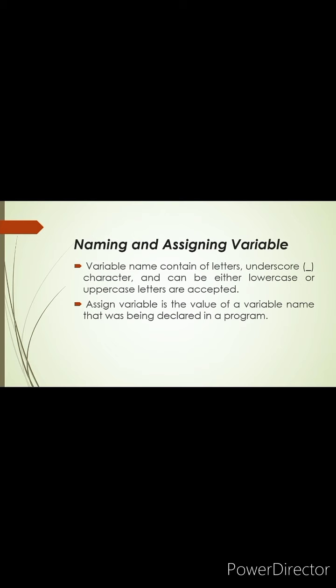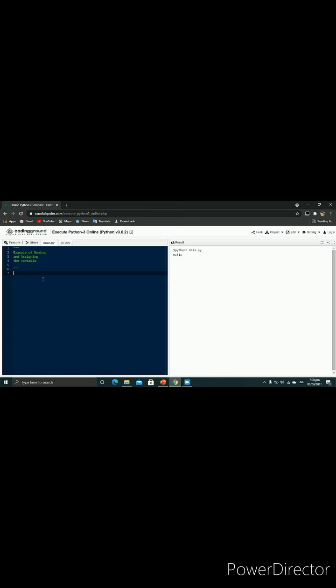Assigning variable. A variable name consists of letters, underscore characters, and it can be either lowercase or uppercase letters. Assigning a variable is giving a value to a variable name that was declared in a program. Example of naming and assigning the variable.